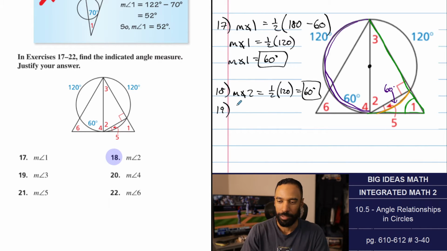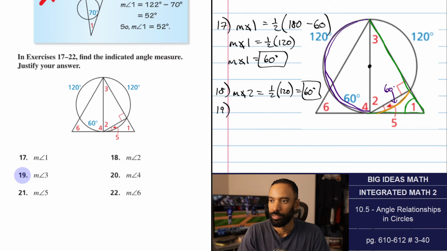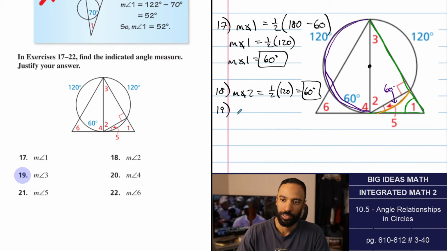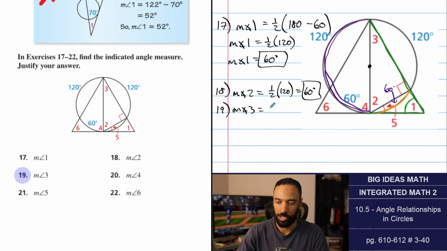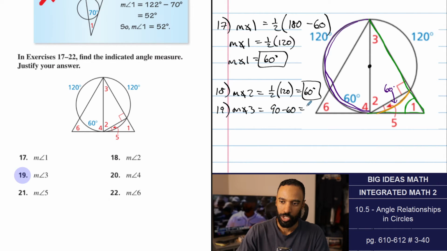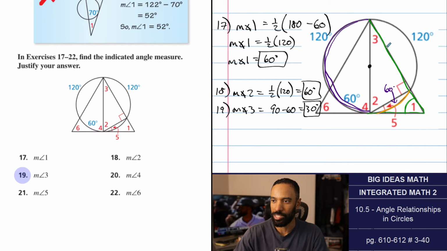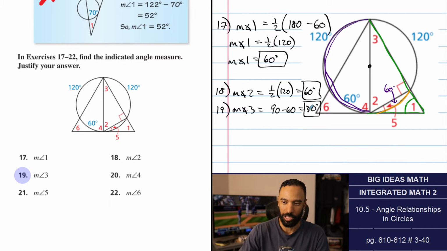Measure of angle 3, where's 3? It's up there. Measure of angle 3, you've got a couple options. One of them, you can look in this right triangle, where I have 90, and this is 60. We just found that out. So this is 90 minus 60, which is 30. So within the triangle, the measure of angle 2 helps me find the measure of angle 3. You could have also said 3 is the inscribed angle with the intercepted arc of 60 degrees, and half of 60 is also 30.